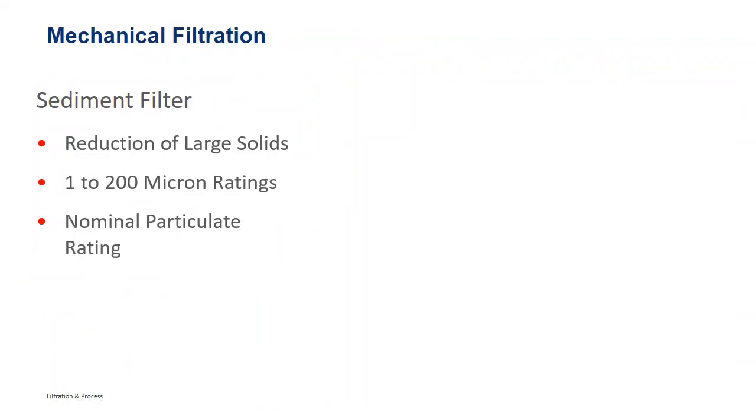Most of our Pentec filters are offered in a nominal particulate range. And what nominal ratings mean is this filter will remove 85% of the micron particle class it's rated for. So a 10 micron filter will remove 85% of the particles at 10 micron and everything larger than 10 micron.